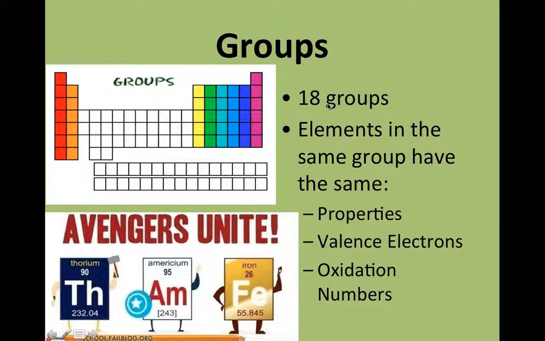Now groups, there are 18 groups through here, listing it from 1 over here all the way to 18. And there are your columns. And all the elements that are grouped in the columns all have very similar properties. That's why we call them families as well as groups. But they also have something called a valence electron. And valence electrons are those electrons in the last shell. And we'll get to oxidation numbers later.